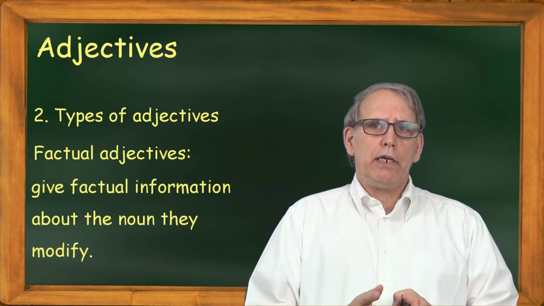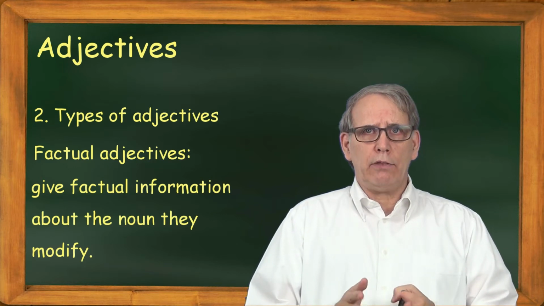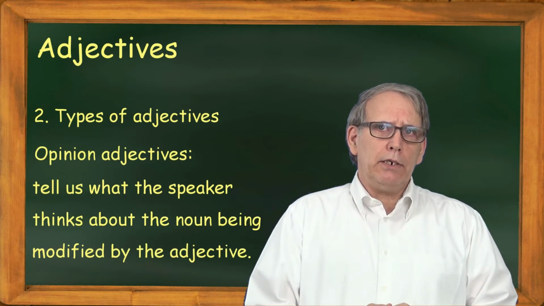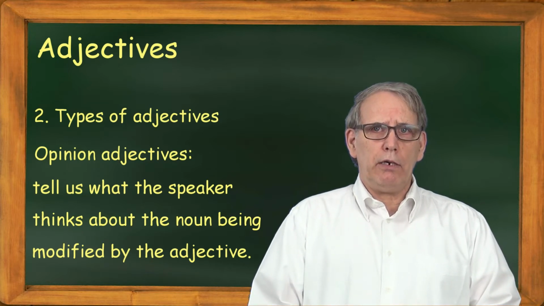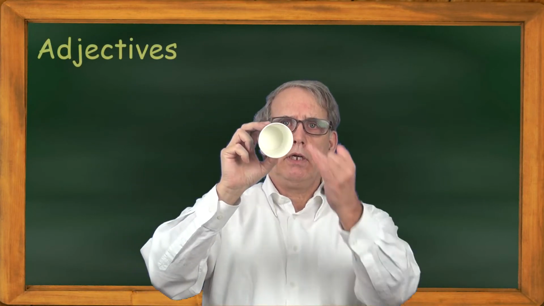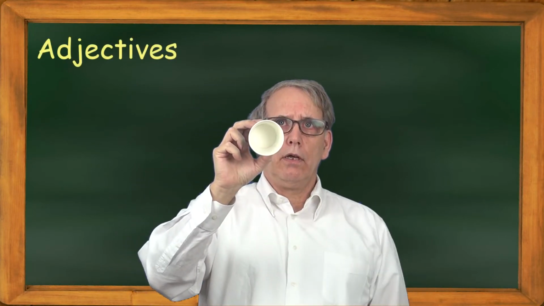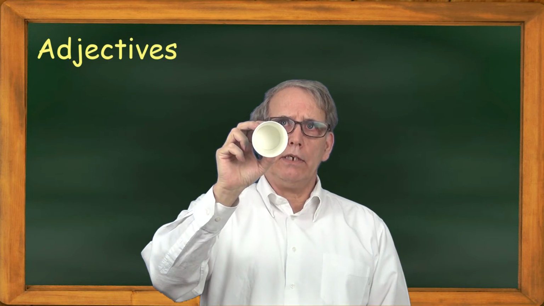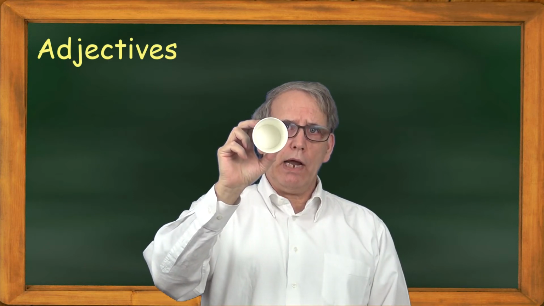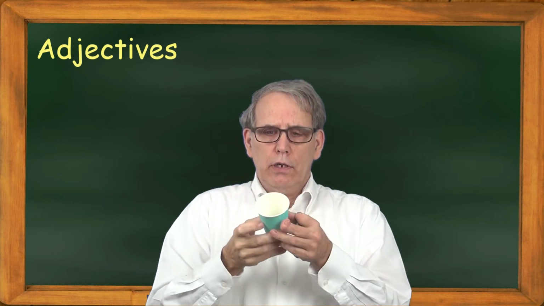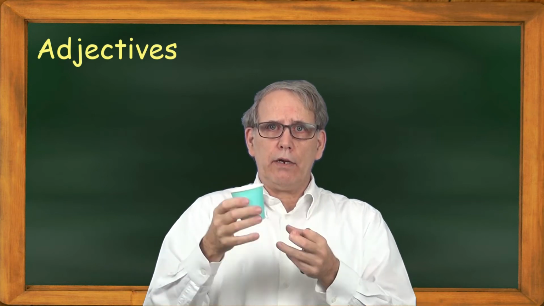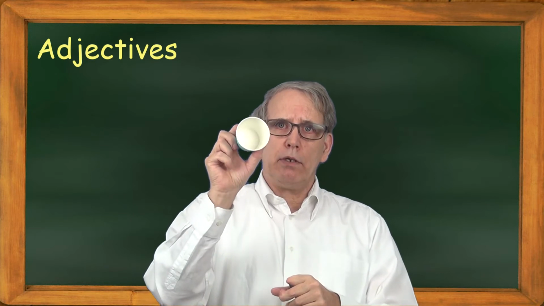Factual adjectives give factual information about the noun they modify. Opinion adjectives tell us what the speaker thinks about the noun being modified by the adjective. For example, this cup is round. Round is a factual adjective. This cup is in fact round. You cannot argue with that. You can't tell me its shape is square or rectangle or triangle. It's round. That's a fact.